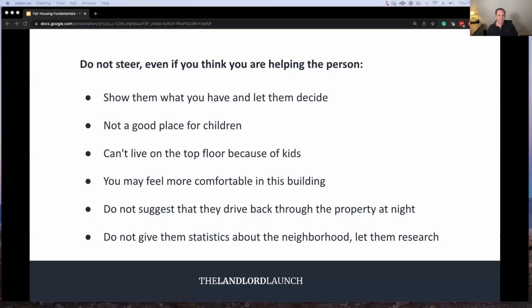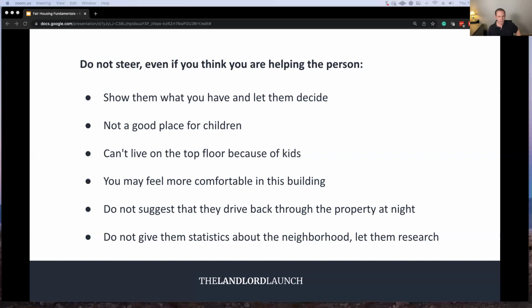And what they did is they suggested that the person come back through and drive by at night, because they felt like it was the right place for them, but they didn't want to say that outright. But just by making that suggestion, they pretty much did anyway. It got out, it came around. They got in trouble and had to go through a whole bunch of stuff. So watch out for stuff like that. That's why that's on there.